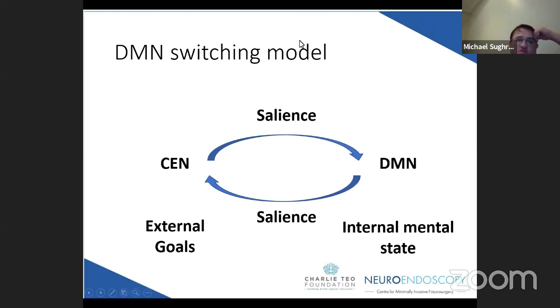This third network, the salience network, mediates the switch between the executive network and the DMN. And it's been shown by our group and other people that the failure of this system to work fluidly is synonymous with a depressed or altered level of consciousness in many people.